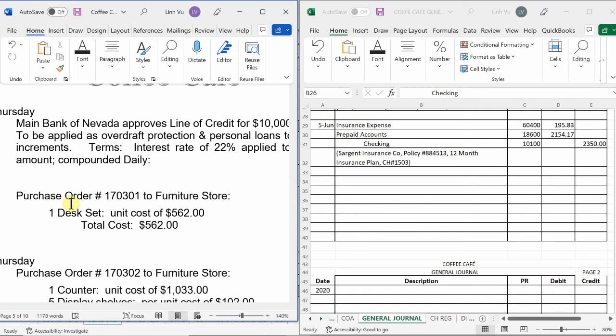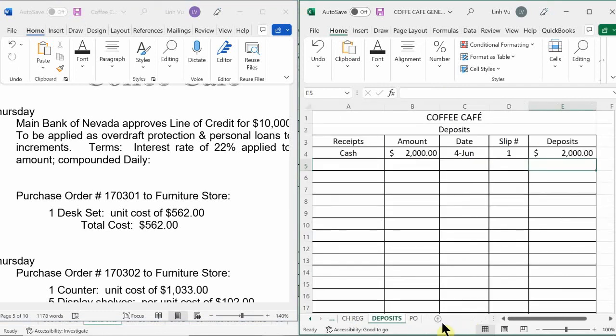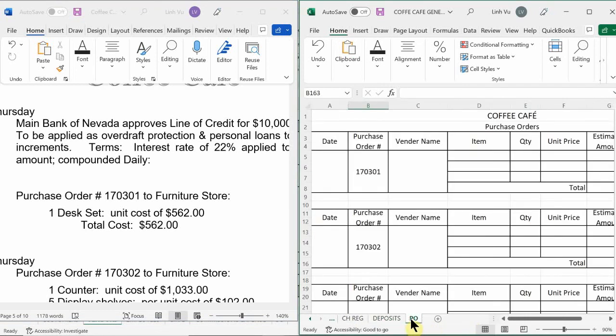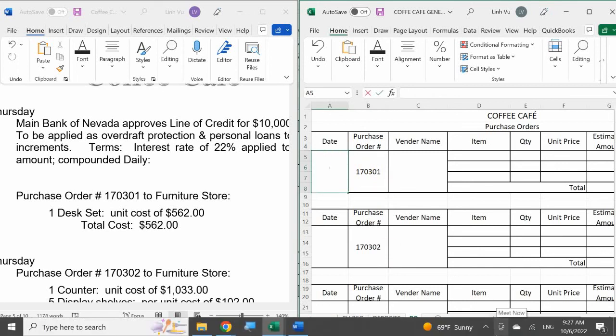And how do you keep track of it? It's going to be in your purchase order. So this one, if you're using the Word document, it's going to be in your check register / deposits one. Okay, your purchase order is going to be in there. Okay, so today is the 6th of June, I believe.